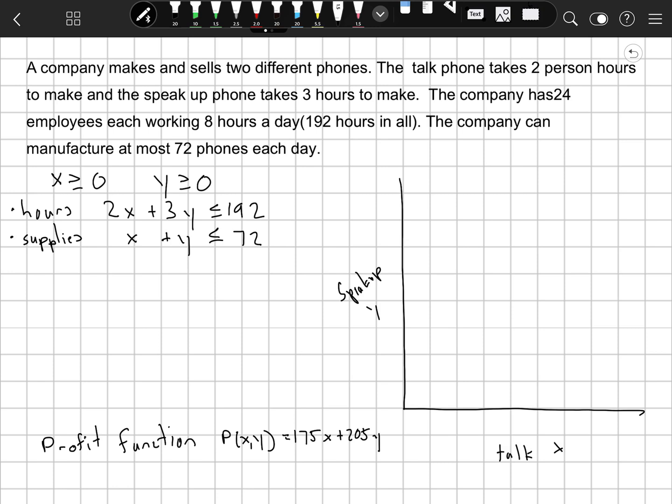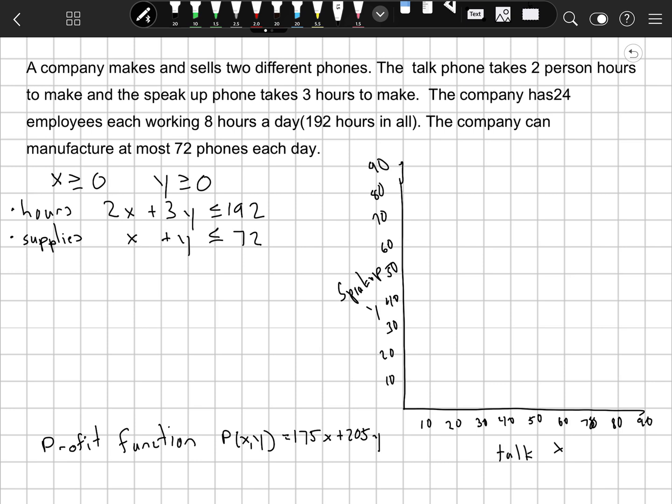Okay, so let's go ahead and just graph these constraints. I'm going to count by tens. And I know this is taking a second, sorry about that. Hopefully that'll be enough for us.